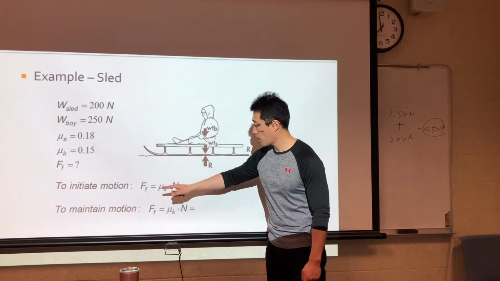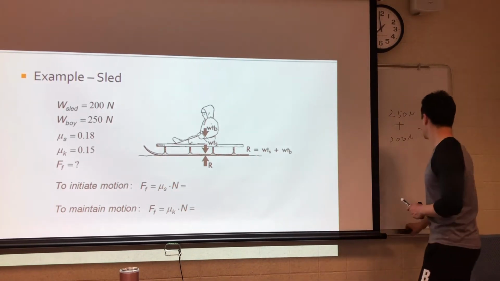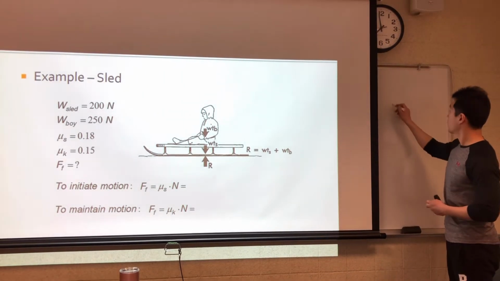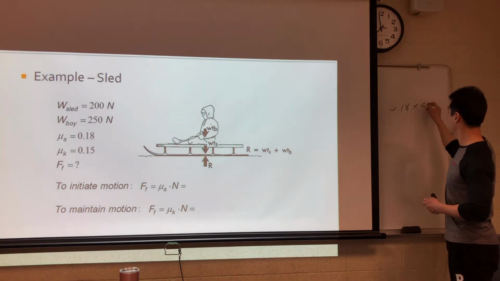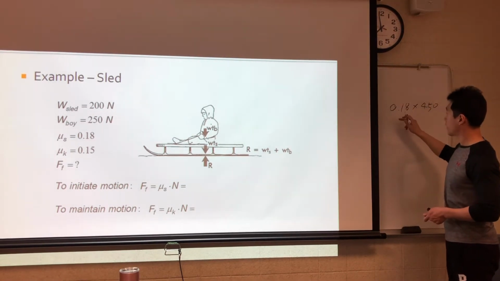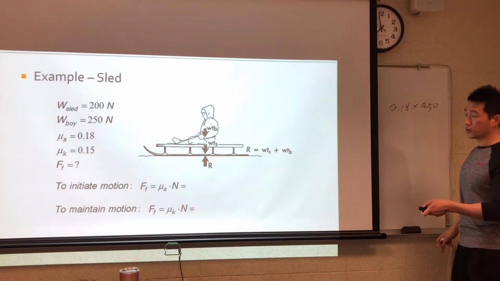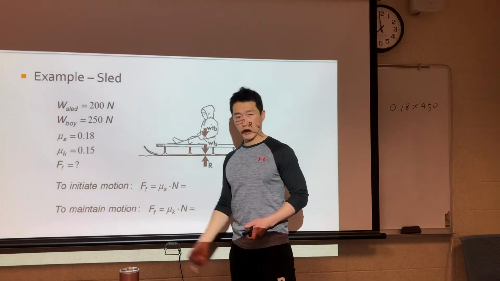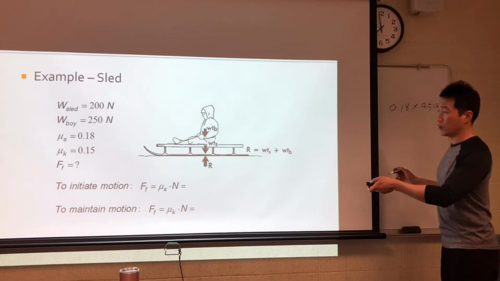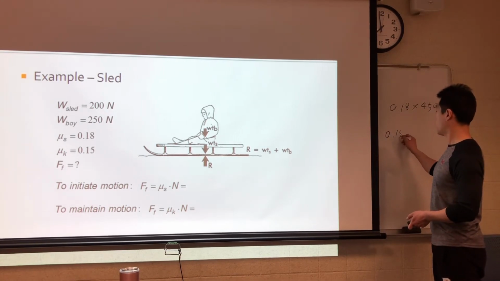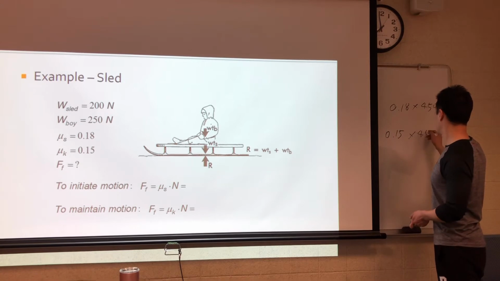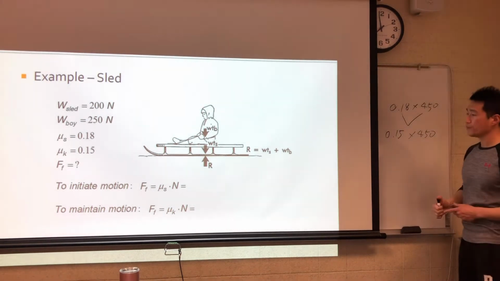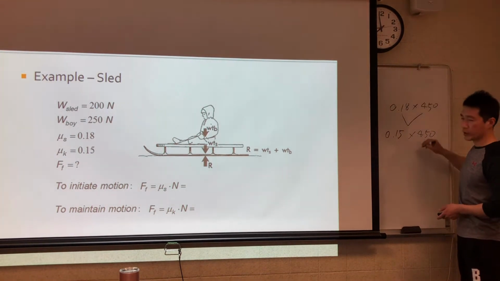So to initiate motion, you need to multiply mu s, 0.18, times 450, and that gives the maximum static friction. Then to maintain motion, which means calculating kinetic friction, we have to use mu k, 0.5, times 450. Again, this is supposed to be larger than this, as you can see here. As I mentioned, maximum static friction will be larger than kinetic friction.